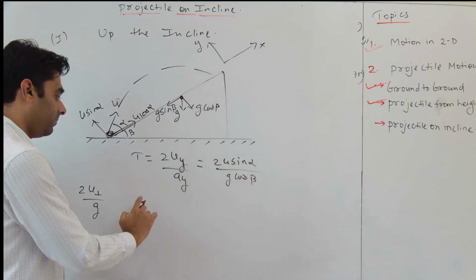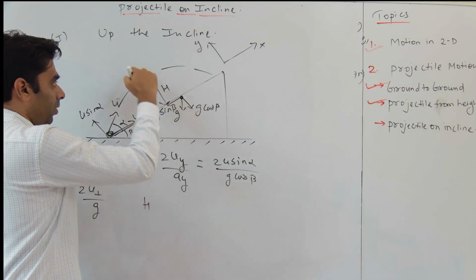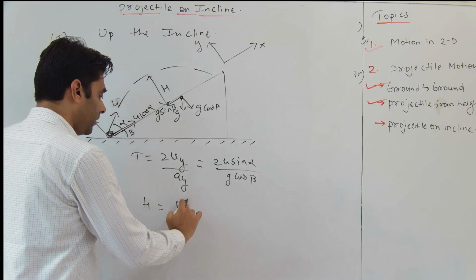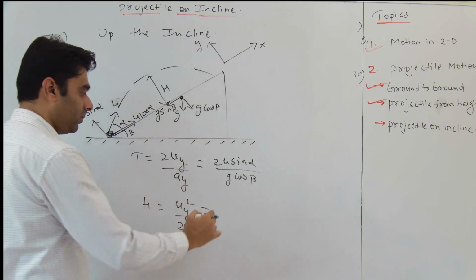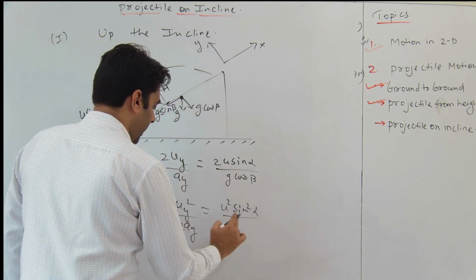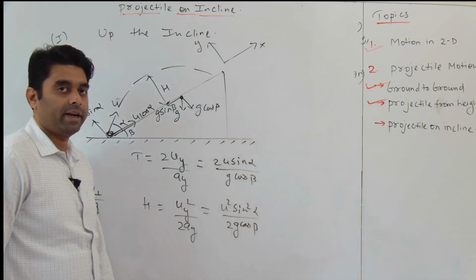Fine. Next, if we talk about the maximum height on the incline, maximum height will be uy square by 2ay. If we substitute the values, we will get u square sin square alpha by 2g cos beta. This is our maximum height.